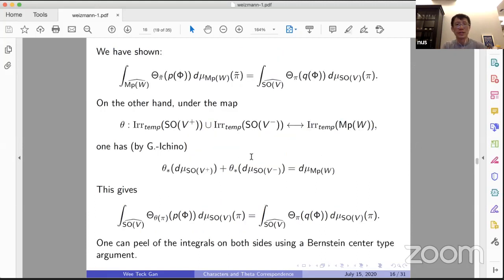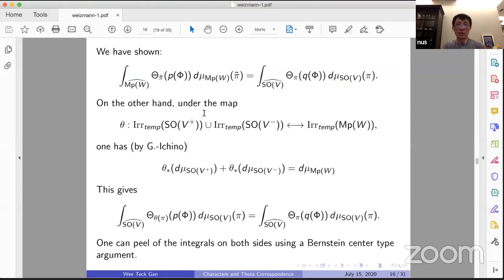Okay, so coming to the second slide. This is the identity we got from the previous slide. But you see, it's not convenient that the domains of integration are over two different groups. So I want to replace this domain of integration, say over MP W hat, by the unitary dual of SO V. So how do I do that?